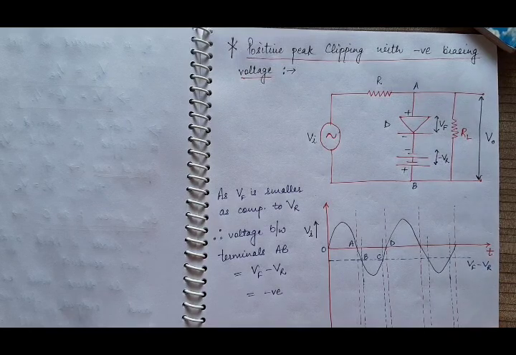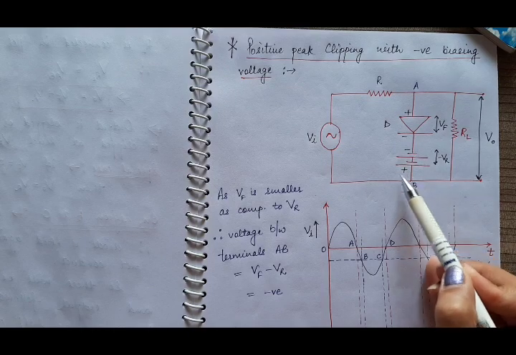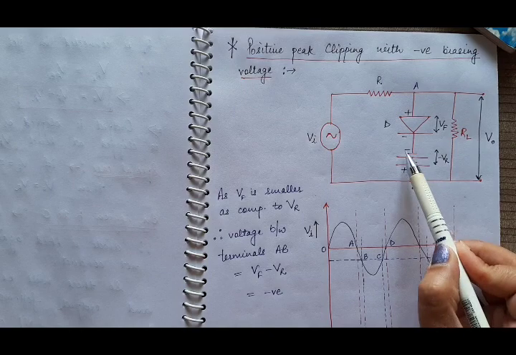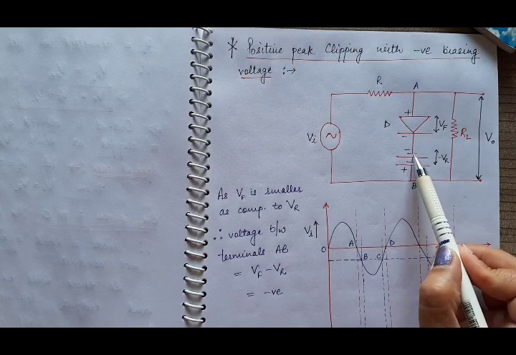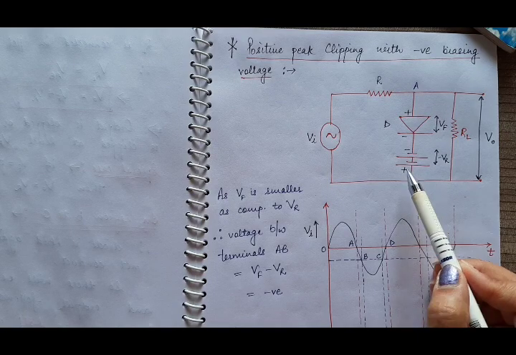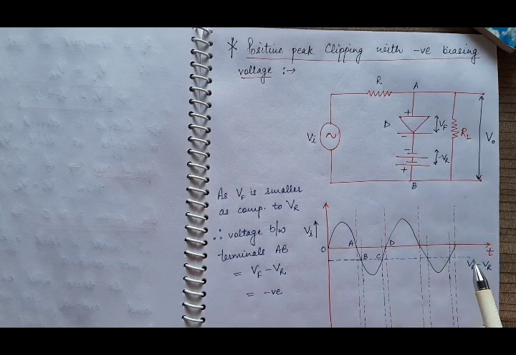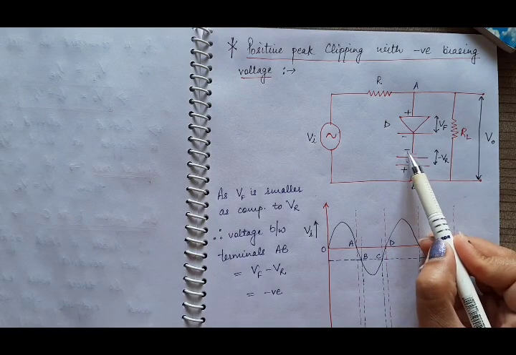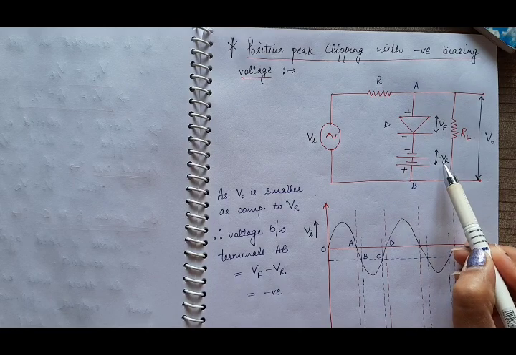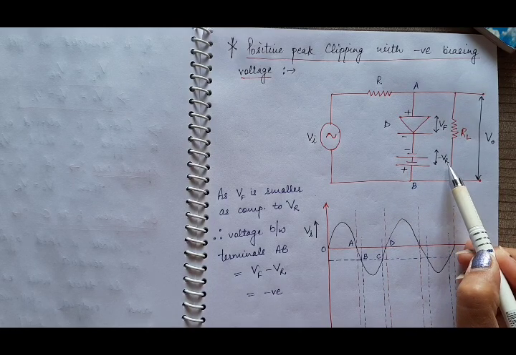Now we will discuss positive peak clipping with negative biasing voltage. The only thing that will change in this circuit is the polarity of the biasing. In the previous case, the positive polarity was here, and this negative polarity was here. Here we have just reversed the polarities of this biasing voltage. Now, as this negative terminal is connected to the diode, this biasing is negative, so it is minus VR.